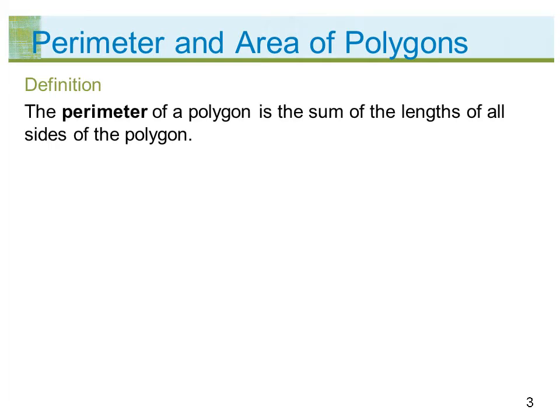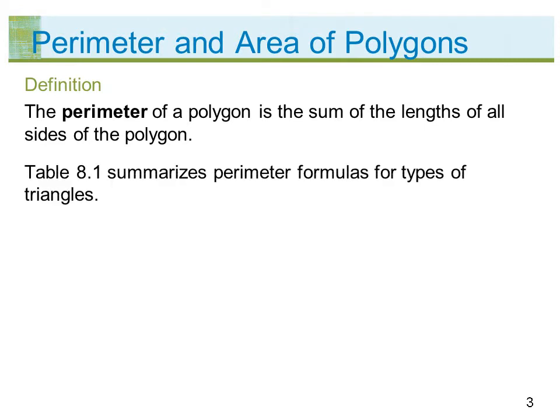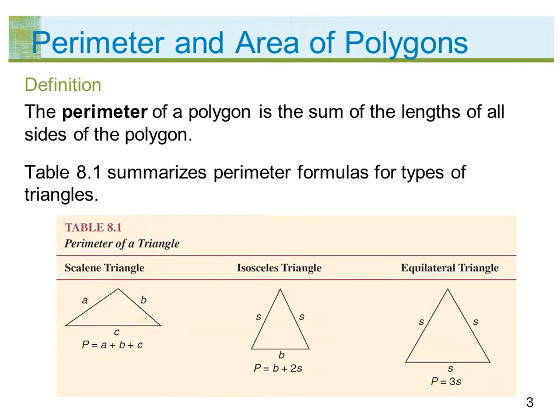Definition. The perimeter of a polygon is the sum of the lengths of all sides of the polygon. Table 8.1 summarizes perimeter formulas for types of triangles. Table 8.1, Perimeter of a triangle.